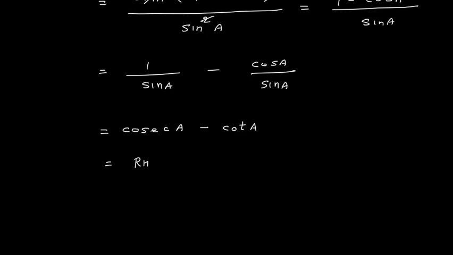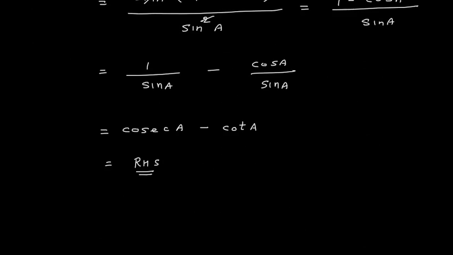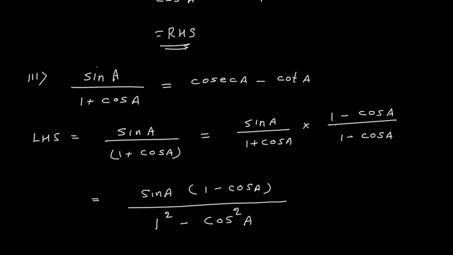So this is what you have to prove. Let us see what you have to prove. You have to prove this is cosec A minus cot A. Now next question, problem number 5.